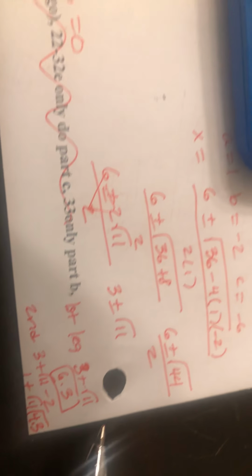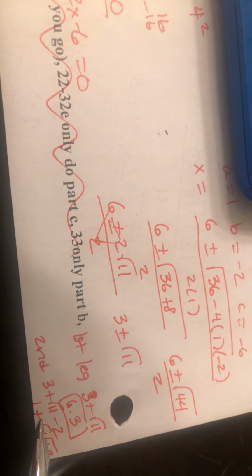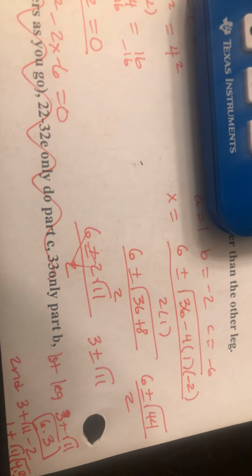So if they want the exact answers, you would say 3 plus the square root of 11 and 1 plus the square root of 11. If they want the approximate answers, you'd say 6.3 and 4.3. And we're done for the day.